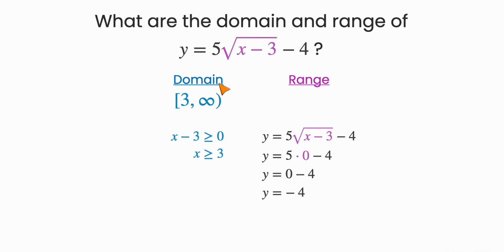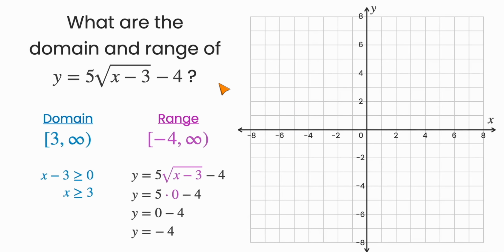But because the radical has a positive coefficient, we know that the y values will only increase as the value of x increases. So our range is all y values greater than or equal to negative 4. Let's look at the function's graph to validate our answers. The square root parent function starts at the origin and extends infinitely upwards and rightwards. The negative 3 and negative 4 have shifted it 3 units to the right and 4 units down.